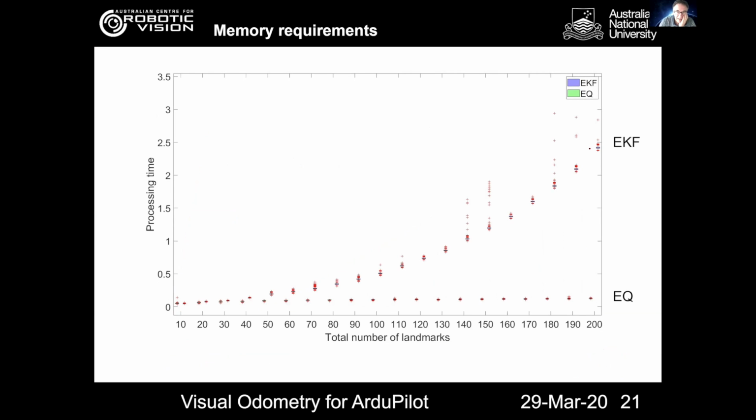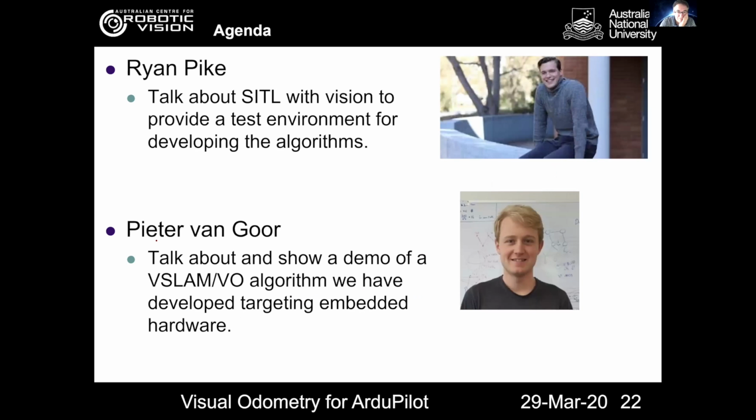And I guess the other thing is that the particular filter that we're doing is very low compute. Because it doesn't carry around a Kalman gain matrix, we can run up to 200 features without imposing too much on the error or the processing time. So both memory and processing time scale with the number of features.